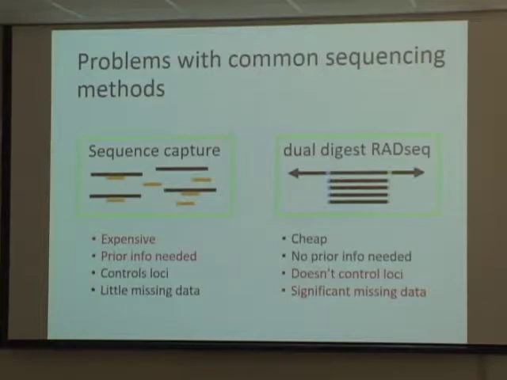On the other hand, dual digest RADseq sequences DNA fragments that occur between 2 restriction enzyme cut sites. It's cheap to do on a lot of samples, and there's no prior genetic information needed, but it doesn't control loci, and there's a significant amount of missing data. Because I have so many samples, I thought missing data would be an especially big problem, but I didn't have enough money to use sequence capture. So I set out to develop a new method of collecting genetic data.